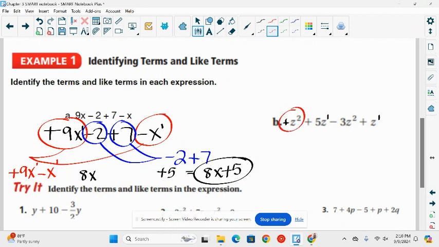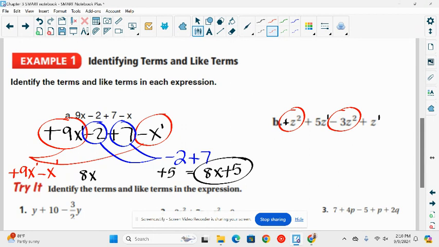Do I have anything else that can go with z squared? I'm looking for a z and a 2. What can go with the z and the 2? It's minus. But you've got to include the sign in front. That's going to be your biggest mistake. You're going to forget to take the sign. So minus 3z squared.